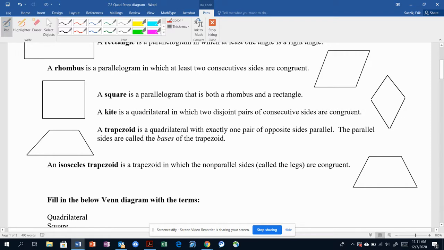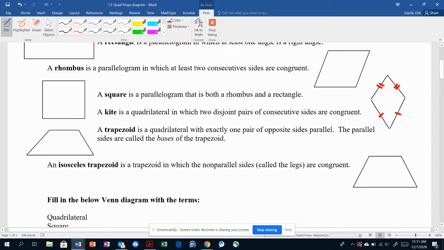A kite is a quad in which two disjoint pairs of consecutive sides are congruent. So disjoint means separate, distinct. Here you've got that set, you've got that set. Whereas in a rhombus, they're more interchangeable. You could say this is congruent to that, that's congruent to that. So you can't do that with the kite.